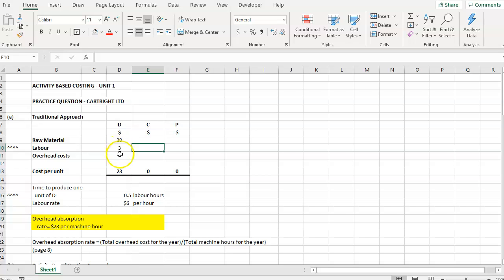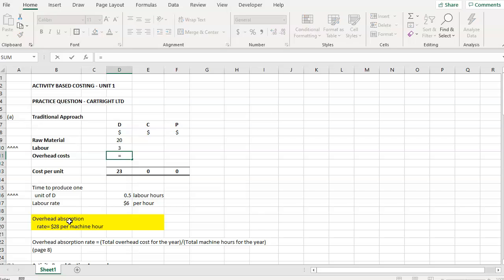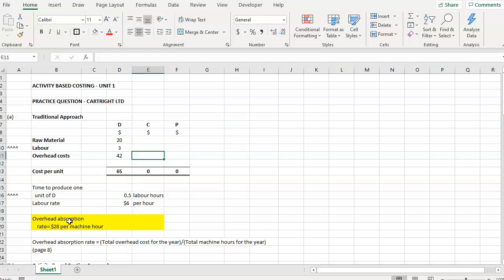So, with $28 as the absorption rate per machine hour, we cannot leave off the per machine hour. We multiply that by 1.5, and it gives us $42 of overhead cost. So in total, our cost per unit for D, product D, is $65.